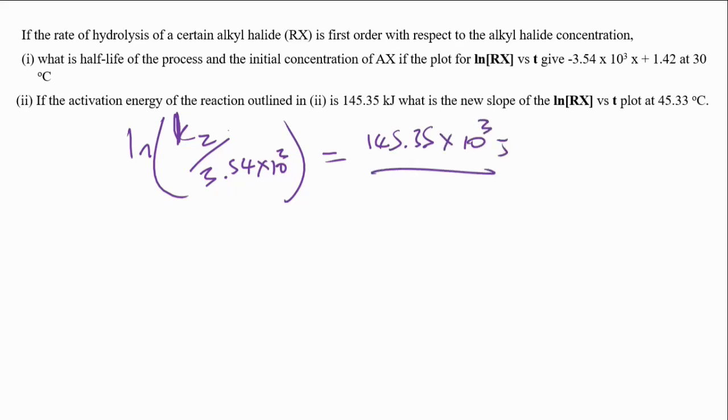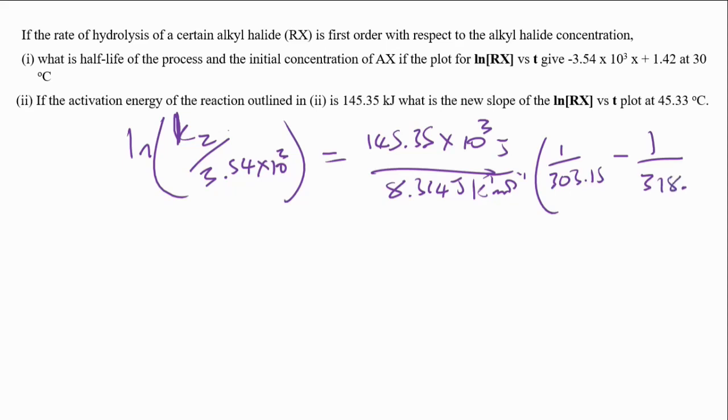3 joules divided by 8.314 joules per Kelvin per mole, times 1 over T1, which is 30 degrees Celsius, so 30 plus 273.15, and that's 303.15, minus 1 over 273.15 plus 45.33. I have a value of 318.48.